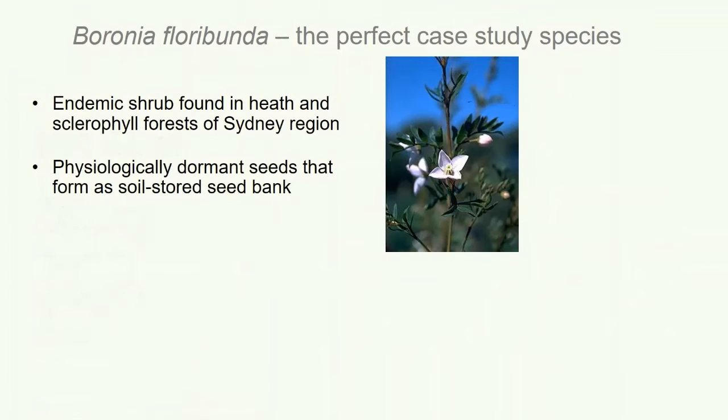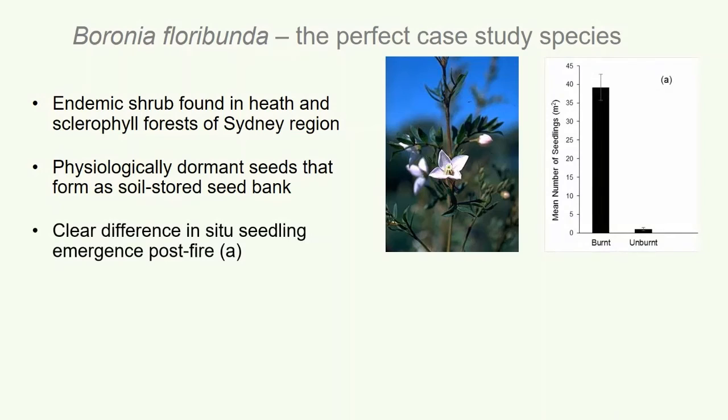So to look at that, we used really one of the perfect case study species for this kind of experiment, Barrerro floribunda. It's endemic to the Sydney region. It has physiologically dormant seeds that form a soil stored seed bank. And it's a smoke responsive species.